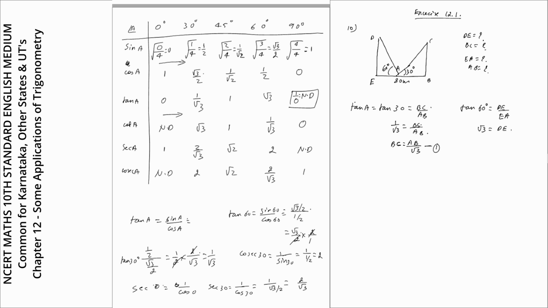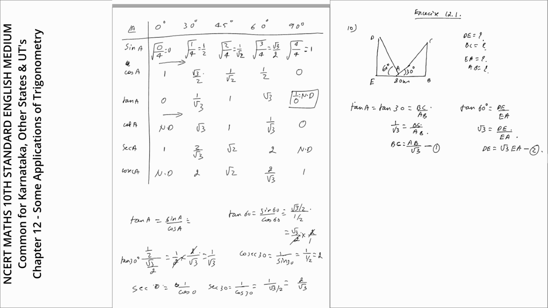So root 3 is equal to D by EA. D is unknown, and EA, I'll write as it is. When we cross multiply, we will get D is equal to root 3 times EA. I'll mark this as 2.